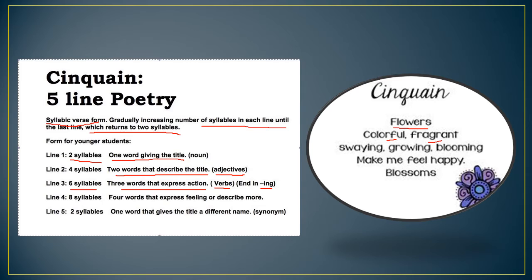Let's take a look at our example. We have swaying, growing, blooming. The fourth line usually has eight syllables, four words that express feeling or describe more. But sometimes it's okay if it's not eight syllables, as long as it consists of four words. For example, make me feel happy. And the last line is one word that gives the title a different name, like a synonym of the first word. So we have blossoms. This is how a cinquain poem looks.